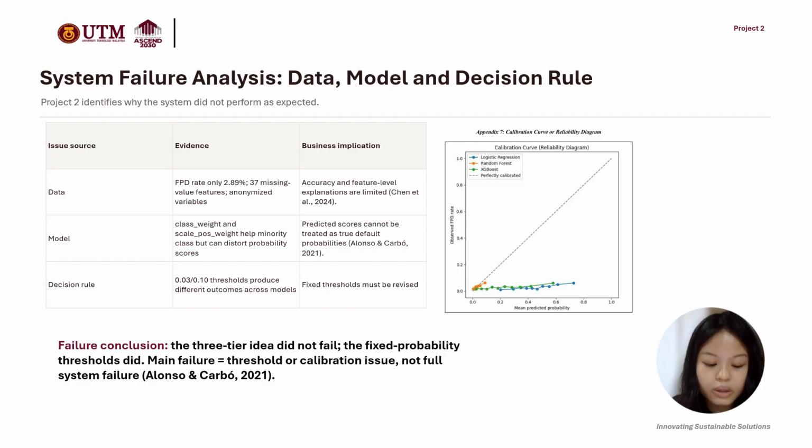For the model, class weight and scale pos weight help handle imbalance, but they may distort probability scores. So model scores cannot be treated as true default probabilities. For the decision rule, the same threshold gave very different results across models. The calibration curve also shows that predicted probabilities are not fully reliable. Therefore, the three-tier idea did not fail. The fixed threshold and calibration reliability failed.